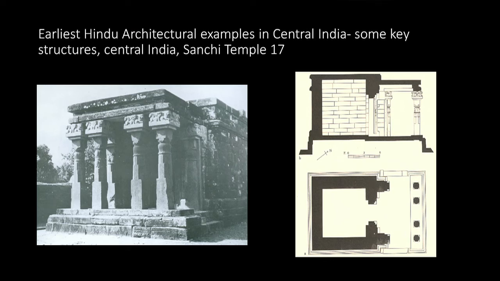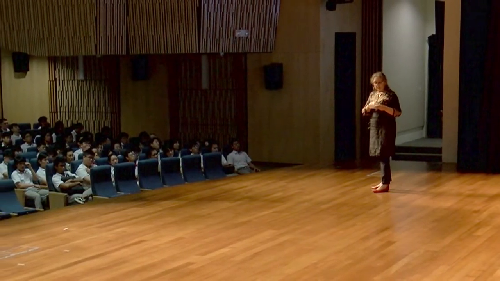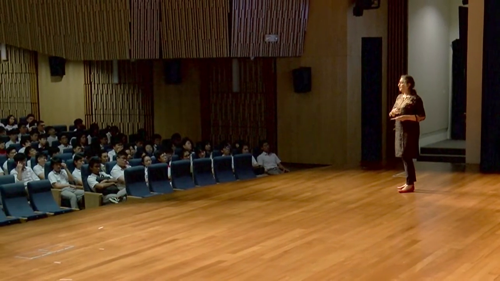As well as in Hindu temple architecture, you will see these kind of single cell shrines with pillar hall that you see from Sanchi temple number 17. And this brings us to the idea of stylistic differences. There are three different forms that evolve in Indian temple architecture: Nagara, the North Indian, Dravida, the South Indian, and Vesara, the hybrid of both. And Southeast Asian temples can actually be interpreted as the Vesara style.